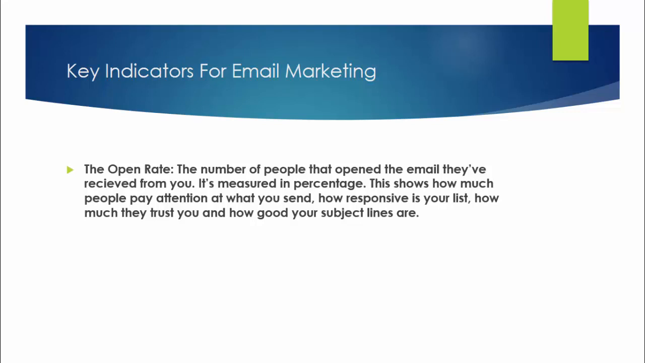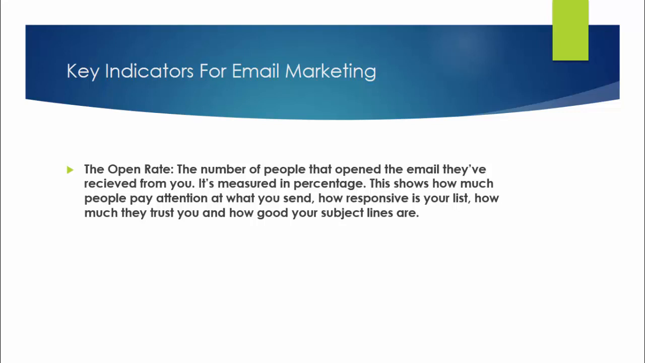Now, the first key indicator that you have to keep in mind and you always have to look for is the open rate of your emails, of your campaigns. The open rate is the number of people that open the email they've received from you. So, for example, today you are sending a campaign to promote a specific product. After a few hours, you'll take a look at the statistics and you will see an open rate. That means the percentage of people that actually opened the email out of the ones that received it.